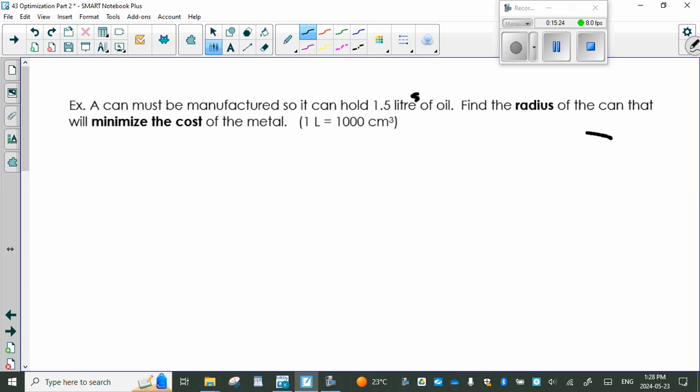Okay, so I'm going to start off by drawing a diagram of the can. And a can has a radius and a height.